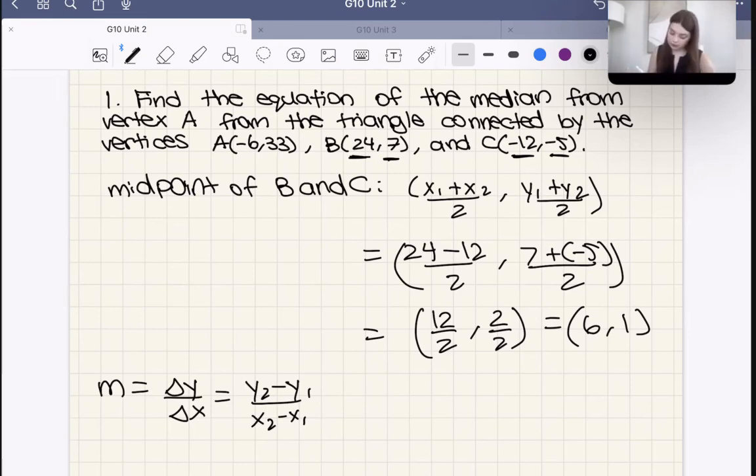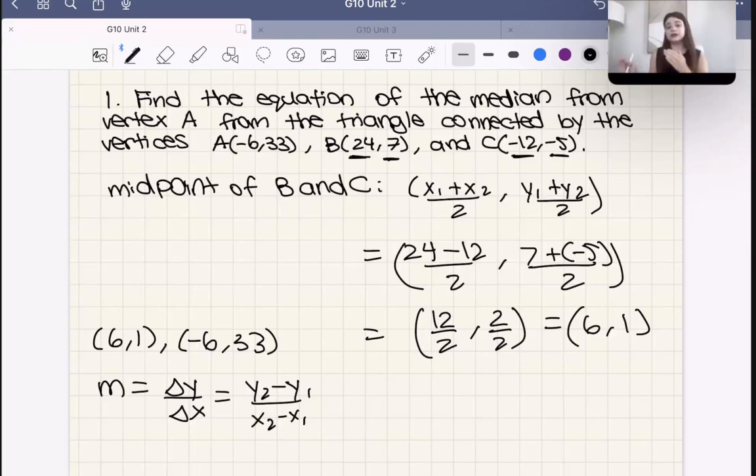Okay, so in this case, we're using 6, 1 and -6, 33, right? Because that was A. So we're not using the same x1 and y1 and x2 and y2 because now we're not finding the slope between B and C.